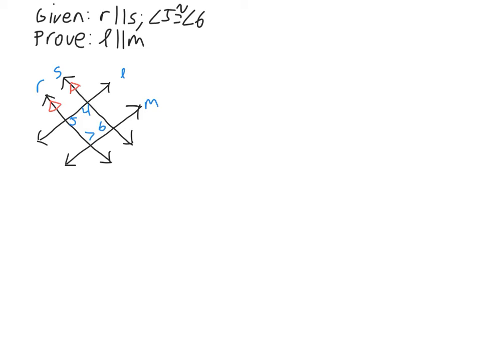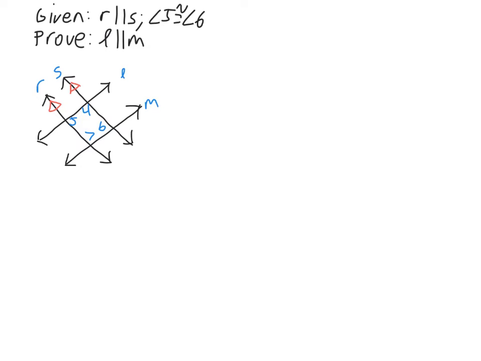And they also say angle 5 is congruent to angle 6. So angle 5 here is congruent to angle 6, so these two are the same. Using that information, they want you to prove that line L is parallel to line M. So they want to know that these two lines, line L and line M, are also parallel.